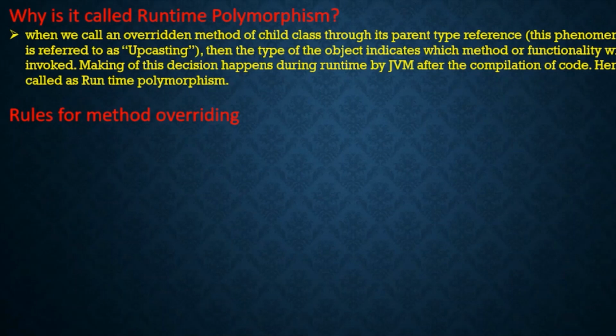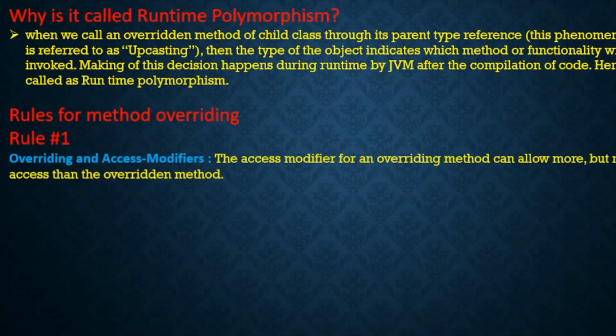So then, rules for method overriding. Now let's understand what rules we should follow while working with method overriding. Rule one is overriding and access modifier. The access modifier for an overriding method can allow more but not less.